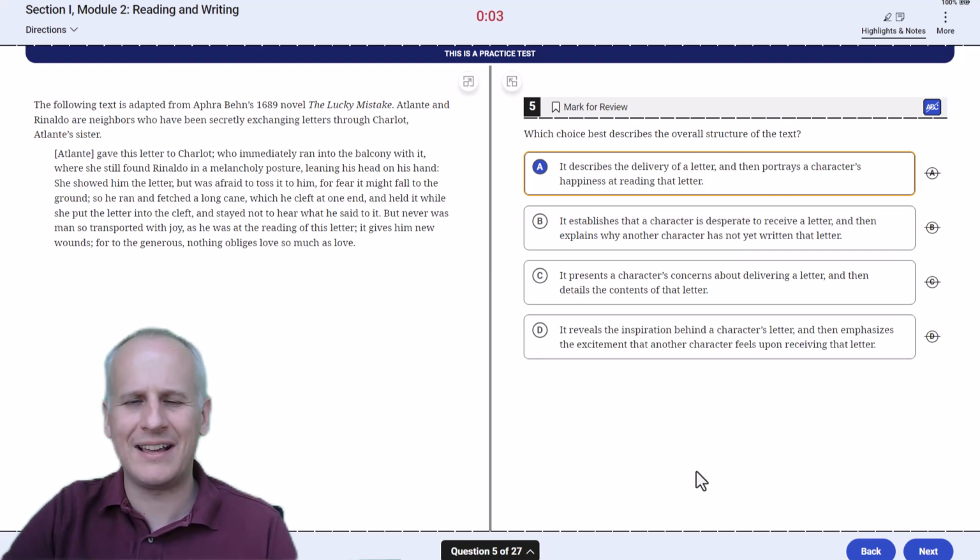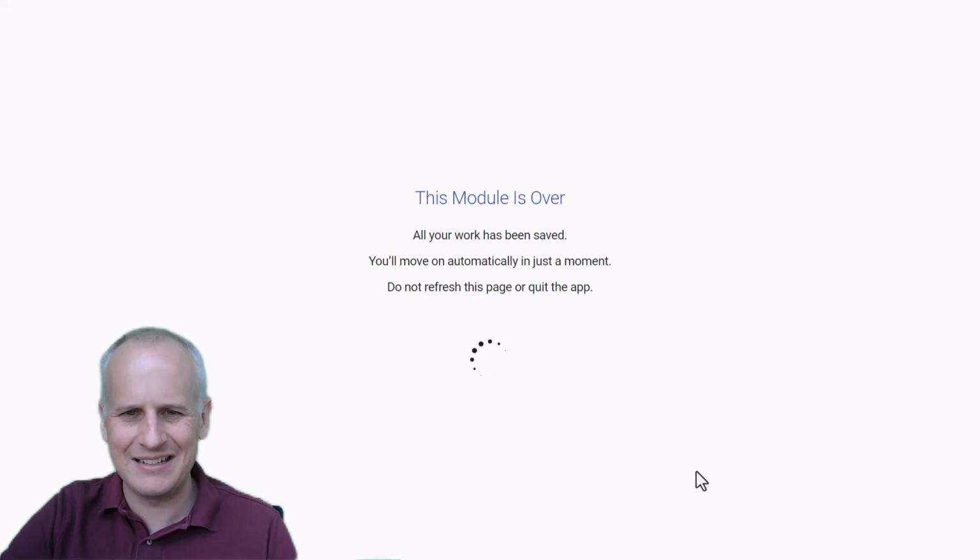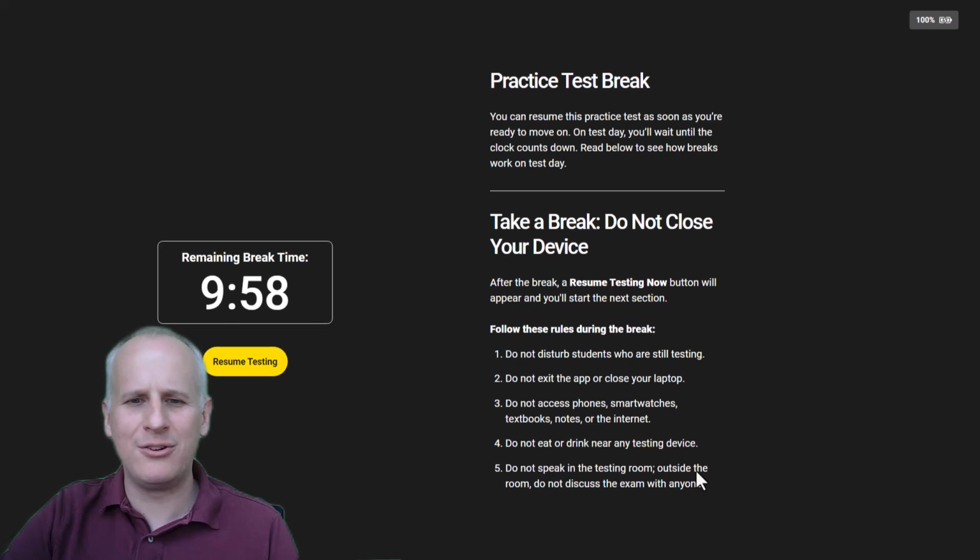Make sure you select something before the timer goes out, because whatever you have selected is going to be chosen as your answer, and this module is over. You will then be introduced to this slide that is going to show you your break time. The break is going to be always there between the second reading and writing module before the first static math module.